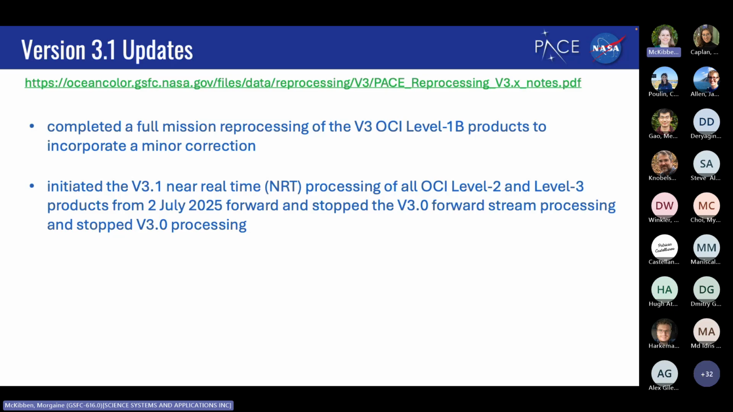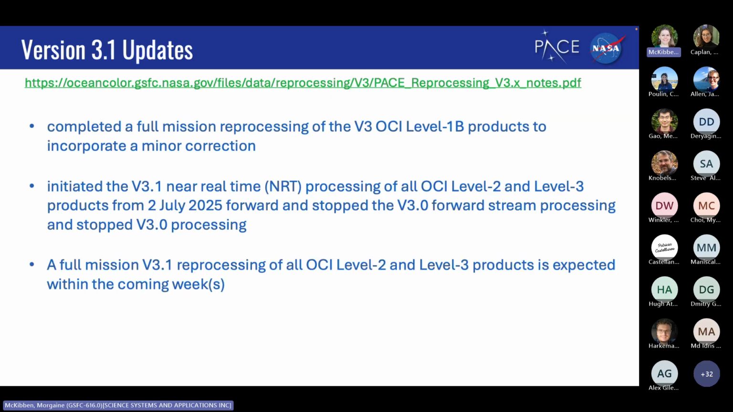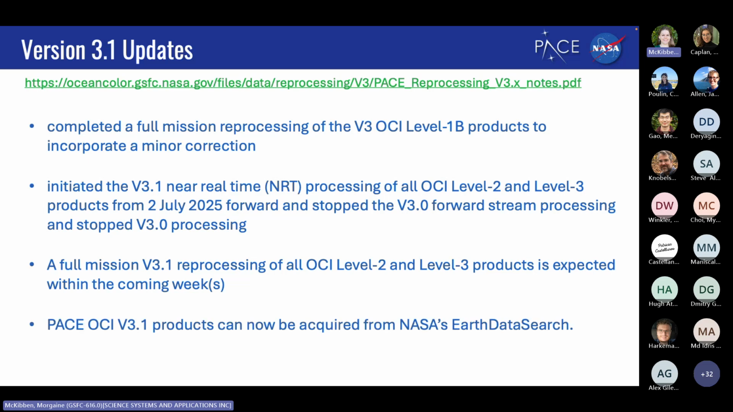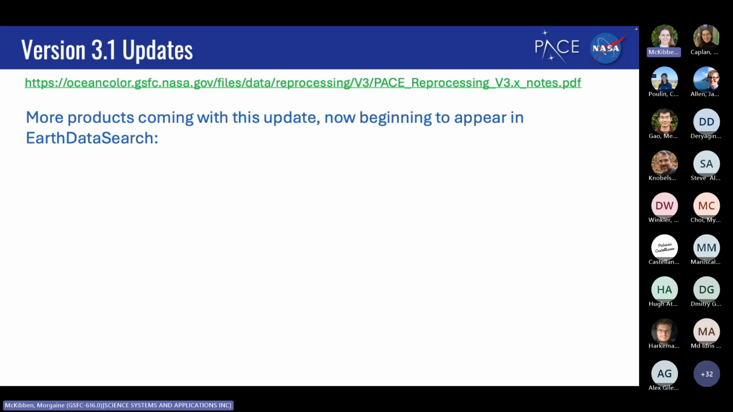So all forward stream is now v3.1 for these products, and a full mission v3.1 reprocessing of all of the OCI level 2 and level 3 products is expected in the coming weeks. You can now get the available version 3.1 products that are ready from NASA's Earth Data Search. We also have more products coming with this update, and they will be appearing in Earth Data Search as they become available.